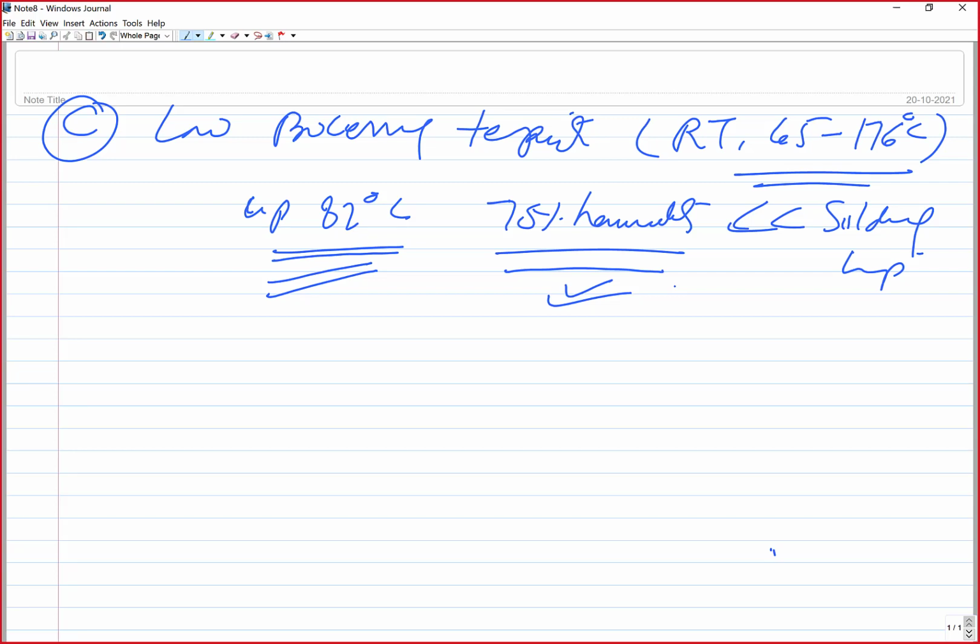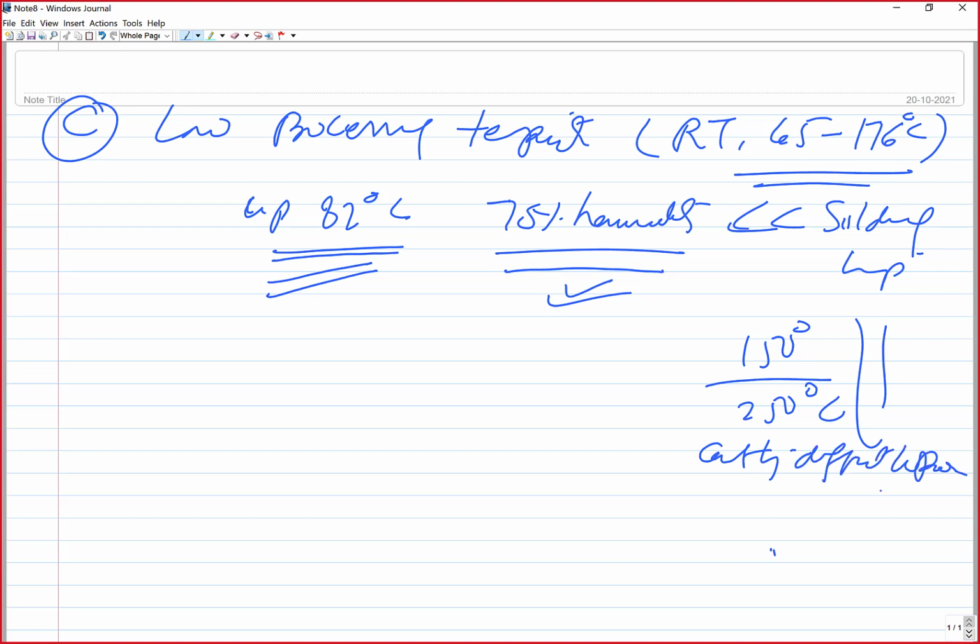But a few adhesives have been developed that can perform well up to 150 degrees centigrade, or even a few up to 250, but these are very costly and difficult to process. So this is the common operational range for which adhesives are used. And there is another aspect: a few adhesives retain their strength even above their curing temperature.